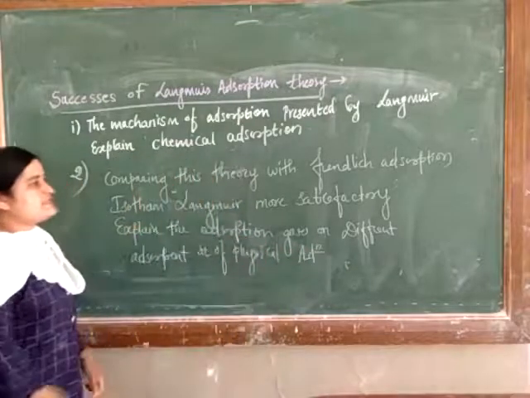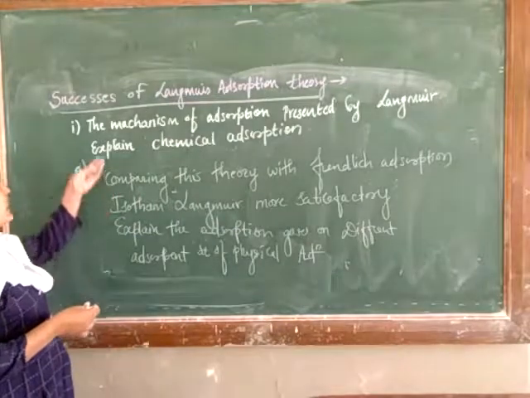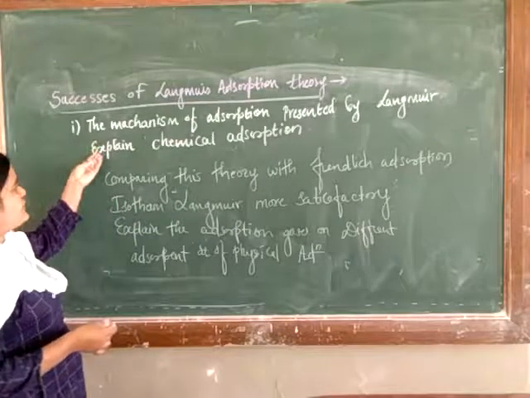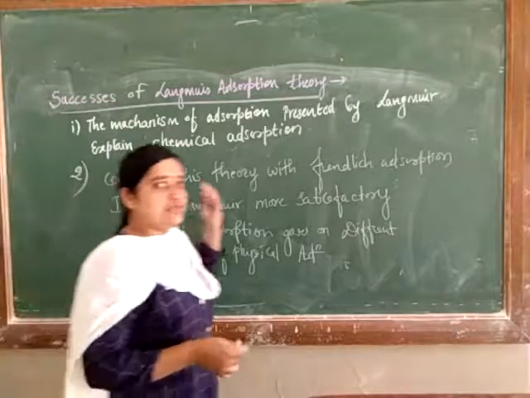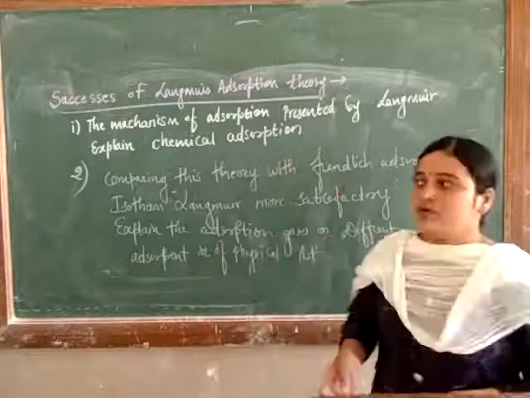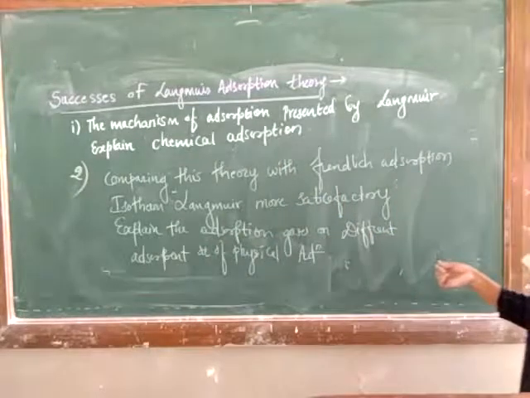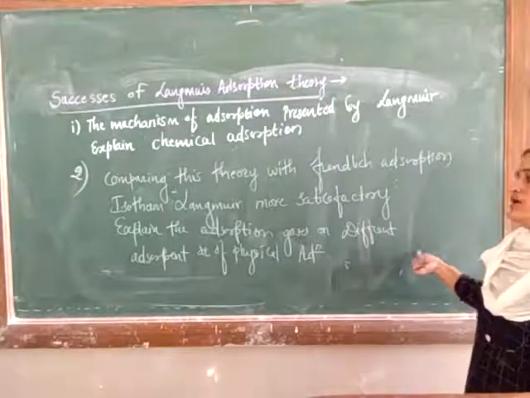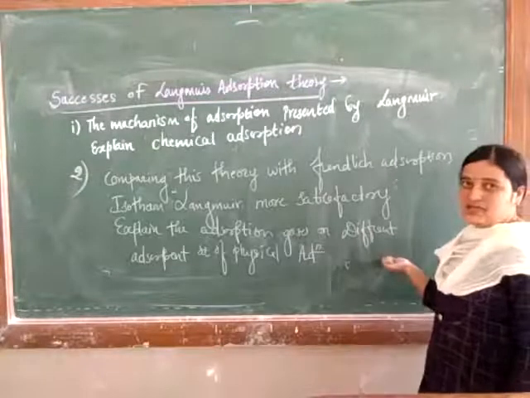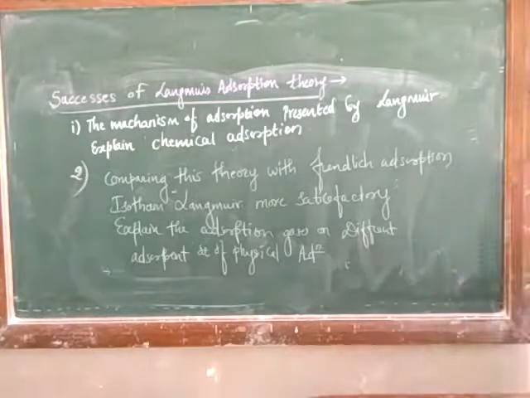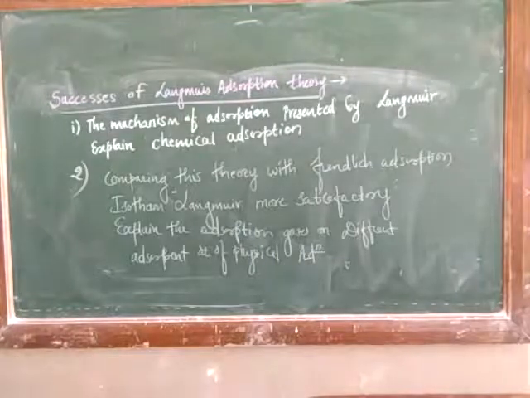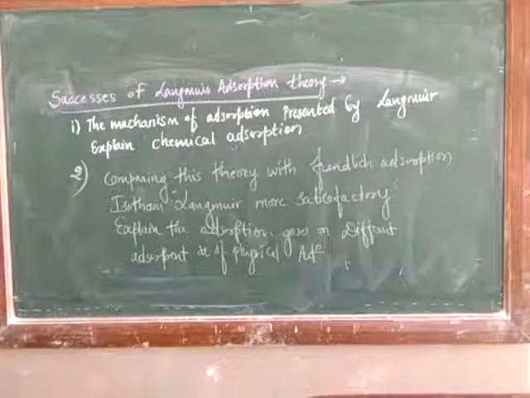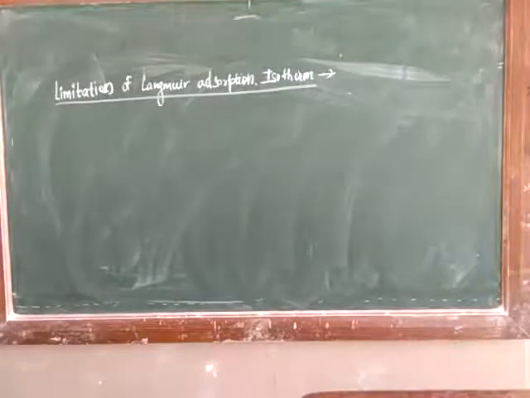So what are the successes of the Langmuir adsorption theory? The mechanism of adsorption presented by Langmuir explains chemical adsorption. And when you compare this theory with the Freundlich adsorption isotherm, Langmuir more satisfactorily explains the adsorption of gases on different adsorbents, that is, physical adsorption. This is about the successes of the Langmuir adsorption theory. Let's see the next part, limitations of the Langmuir adsorption isotherm.